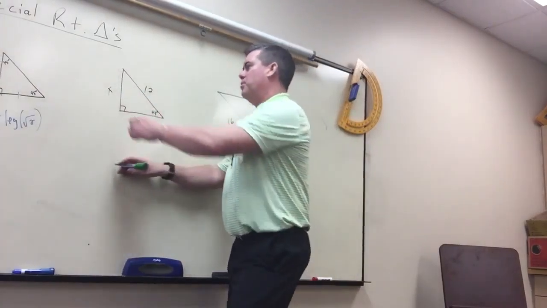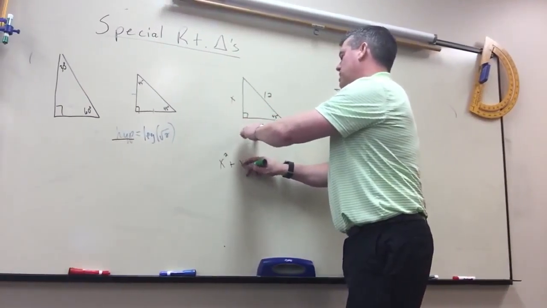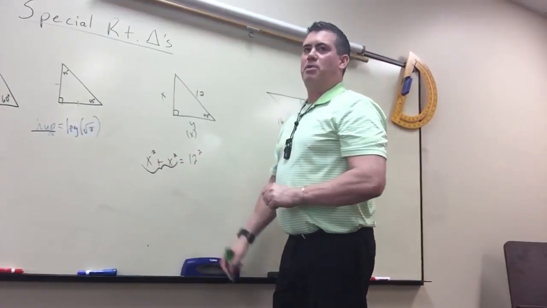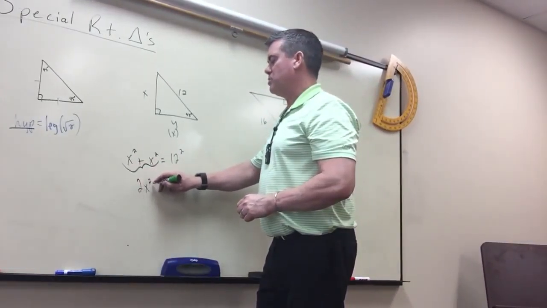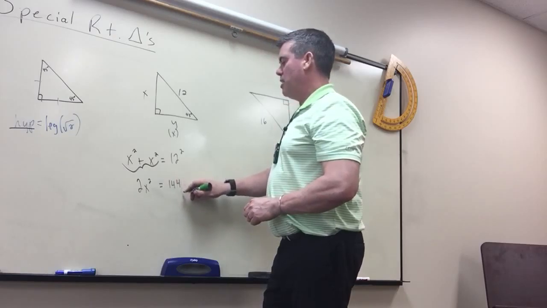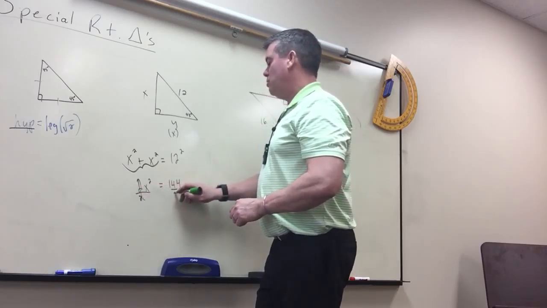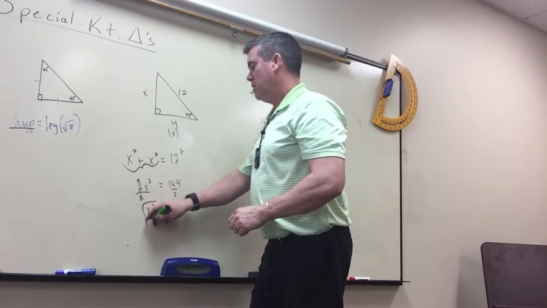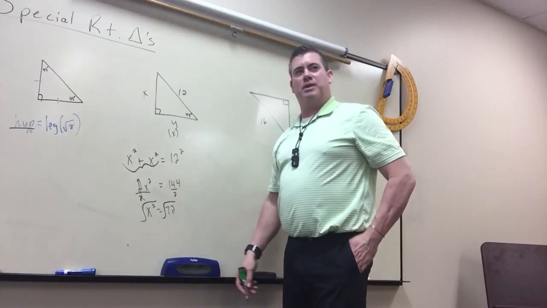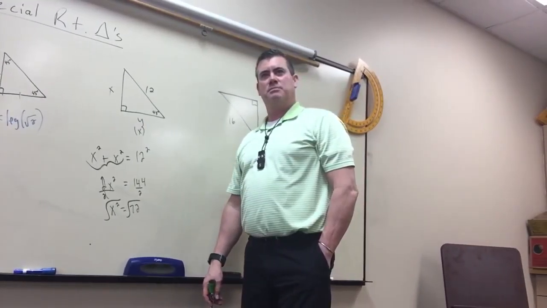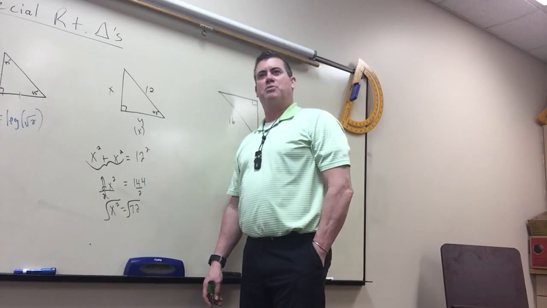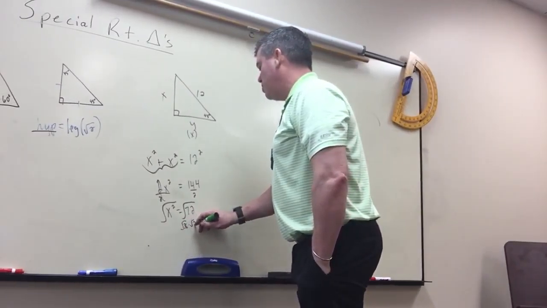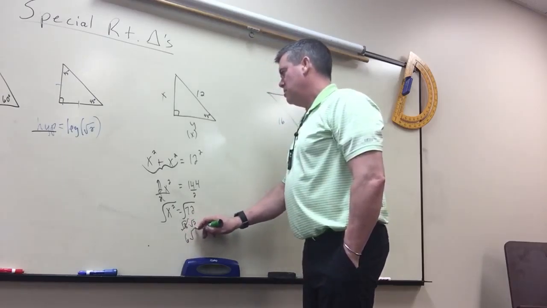So the Pythagorean theorem would be x squared plus x squared equals 12 squared. So an x squared plus an x squared is 2x squared equals 144. Divide by 2. X squared equals 72. So when we square root it, what perfect square goes into 72? 12? 12 is not a perfect square. Dang it. 36. 36 times 2, which is 6 square roots of 2.